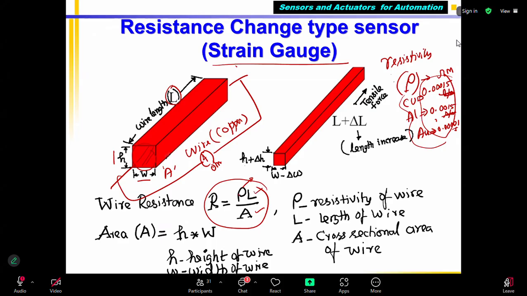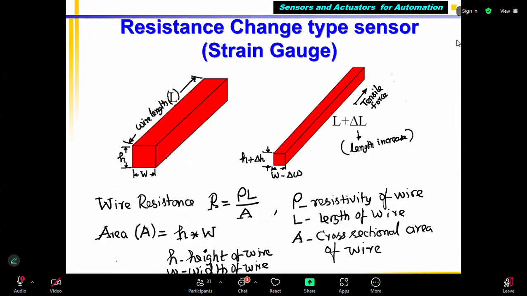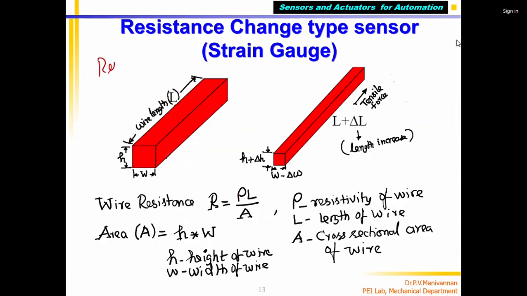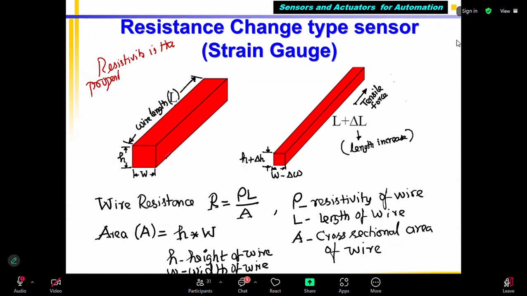Sir, sorry for interrupting, can you just help us summarize what resistivity actually means? It's basically a property of the wire, right? Yes, it is a property of the wire. The resistivity definition is very simple. Resistivity is the property of the wire which opposes current flow in the wire. That means more resistance, less current can go.